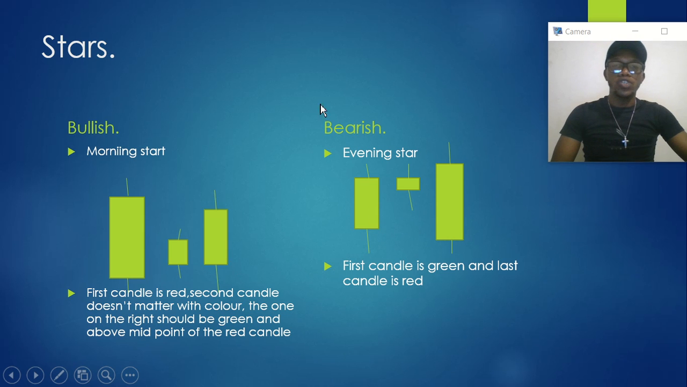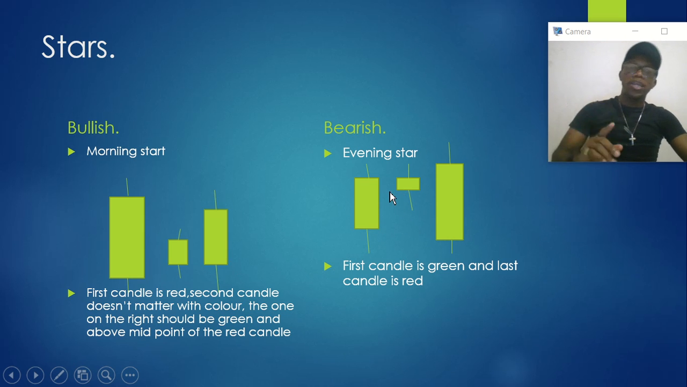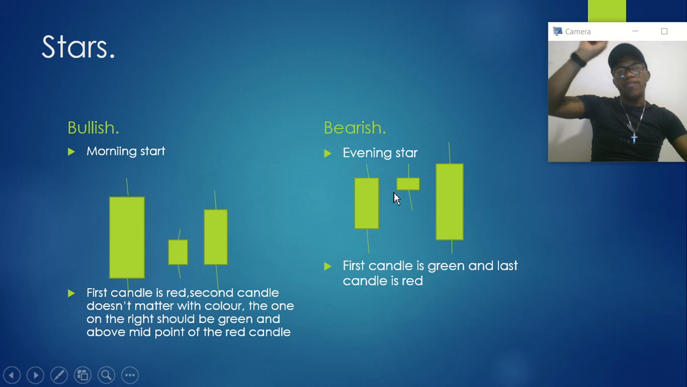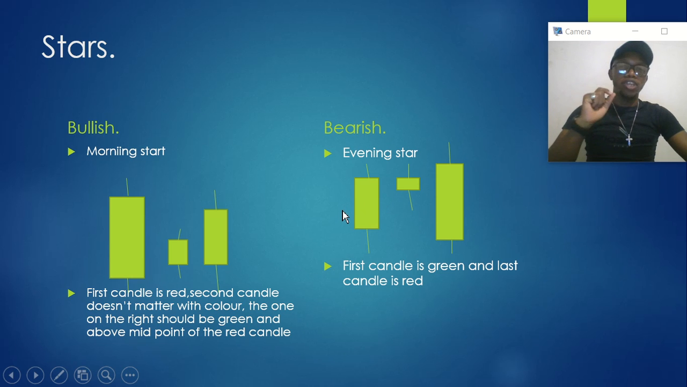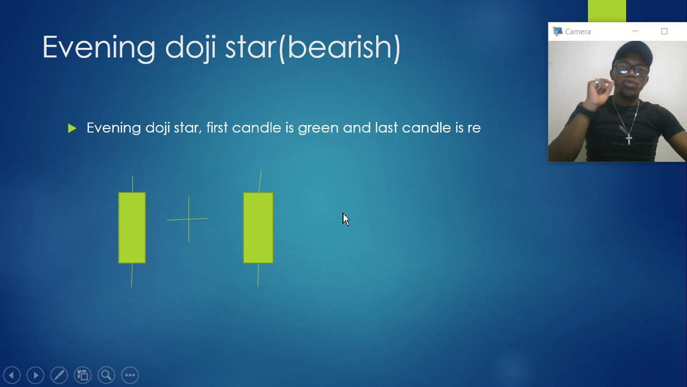If we also see the evening star, morning high, evening the sun goes low. So this is very, very crucial and important. Make sure you master it.